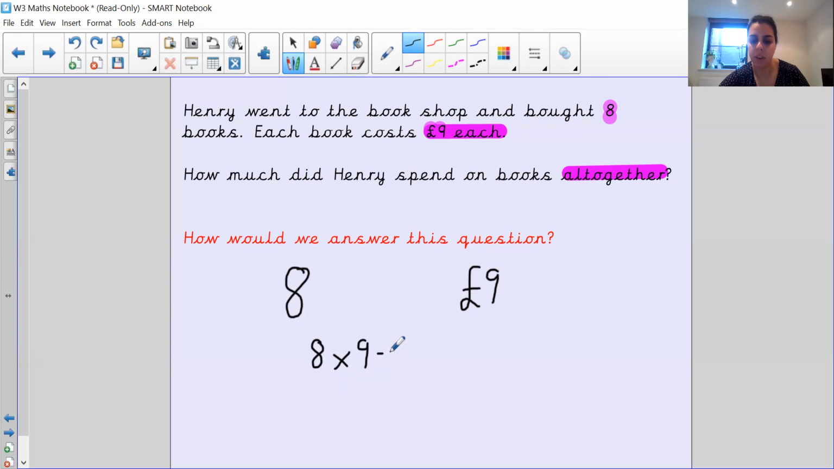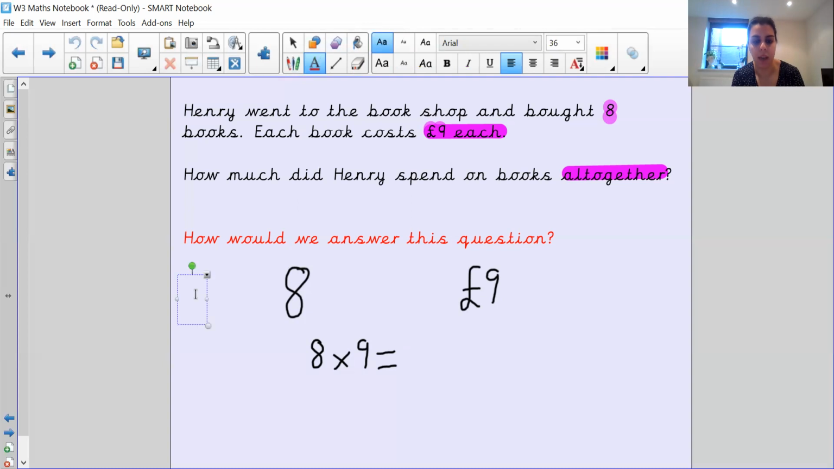And that's going to be the question, because if you imagine each book is £9, it's going to be £9, £9, £9, £9, £9, £9, £9, and £9, 8 times. So that's 8 times 9. Now this is quite tricky, because you may not know your 8 times tables, and you may not know your 9 times tables, but that's okay. We can work it out together by counting.